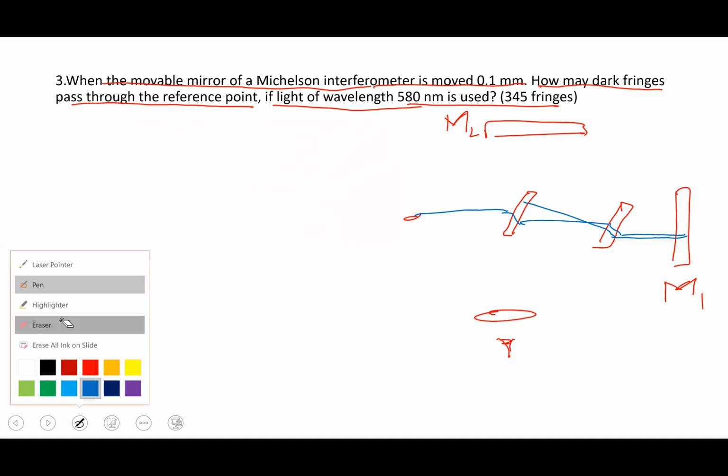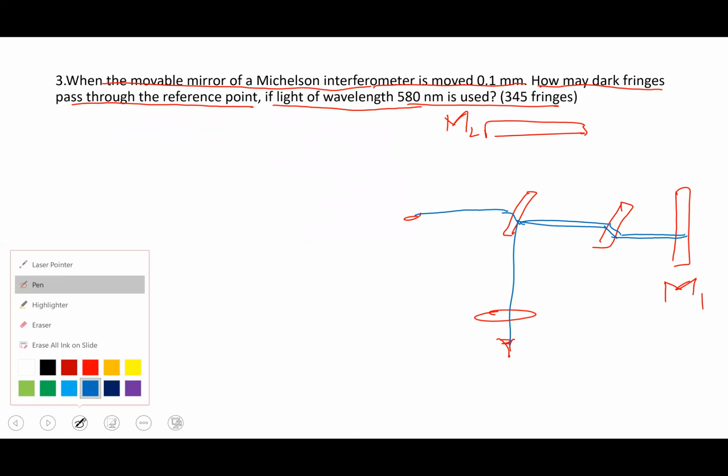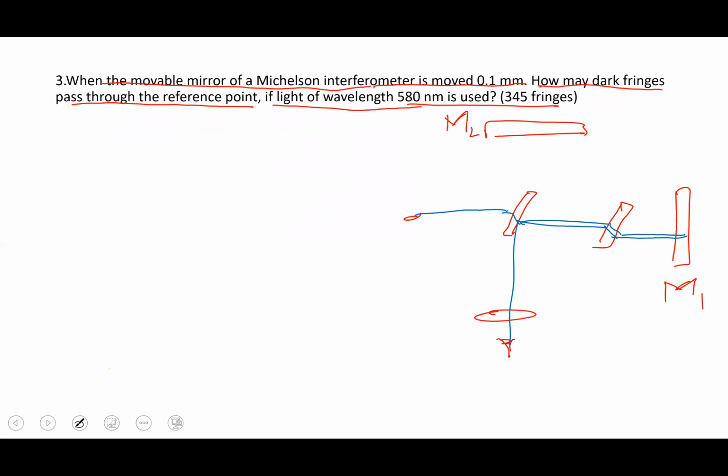Let me clear this out. It comes back from here, then from here, and then reflects back and goes into the eye. For the other situation, we have a second wavelength, which is moving from here, the orange line. It reflects from here, goes to the non-movable mirror, reflects back, and goes into the eye. So these are the two situations of the Michelson interferometer.